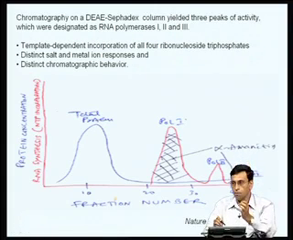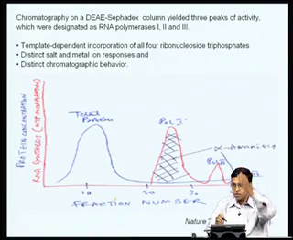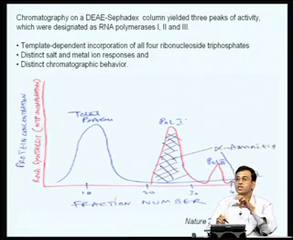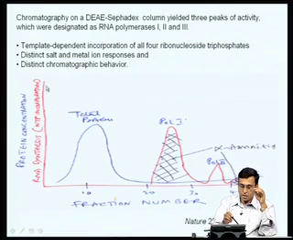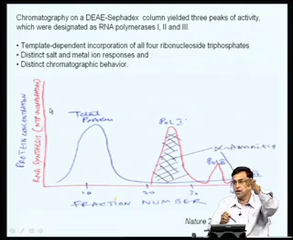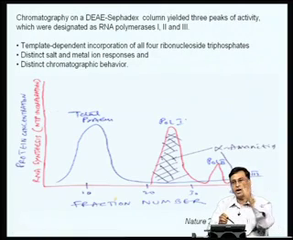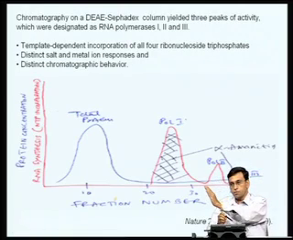Proteins bind to this column depending upon their charge, and proteins can be separated based on their charge, and proteins which do not bind this column first elute in the void volume, and then you get various other proteins. And once the proteins are bound to this ion exchange column, they can be eluted by increasing the salt concentration.